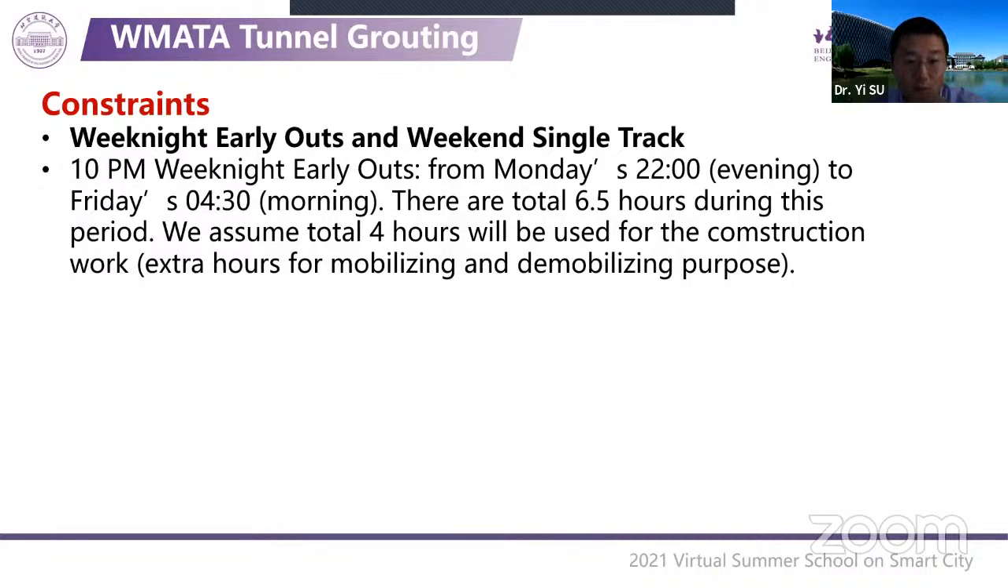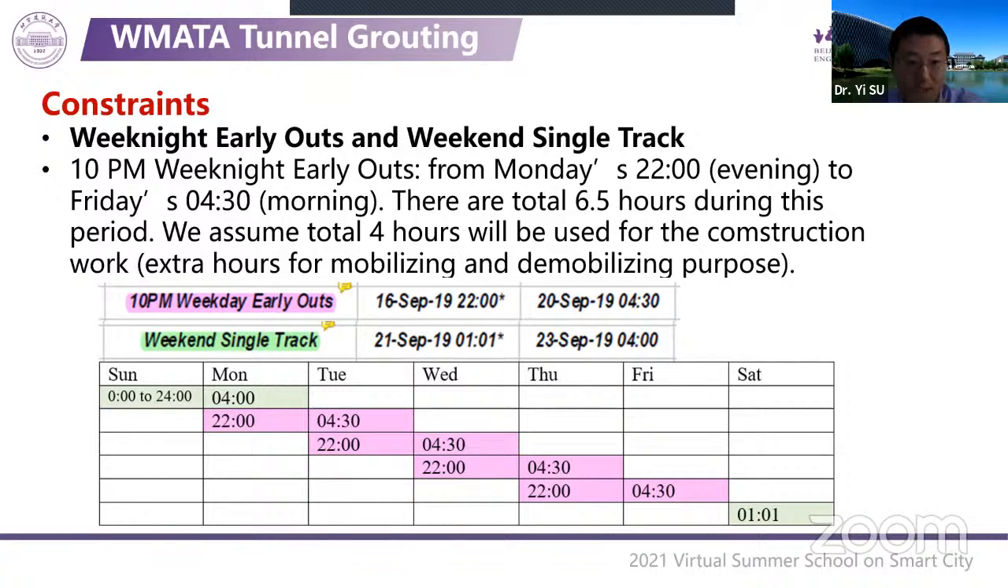For example, the weekday early outs are between 10 p.m. Monday night till 4:30 a.m. the next day. In this period we can do construction. And also for weekends, the weekend is a single track. The single track is closed, so the train only uses the other track.